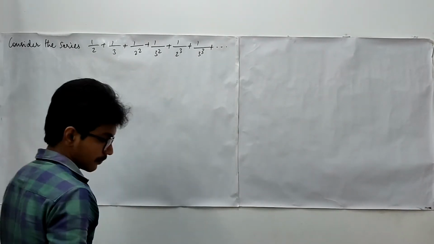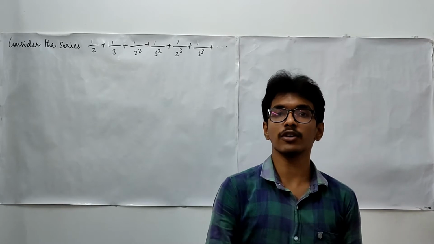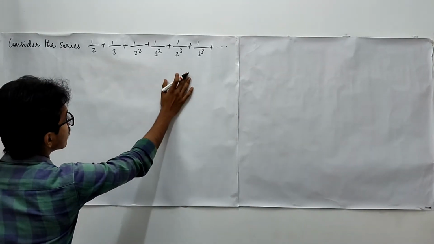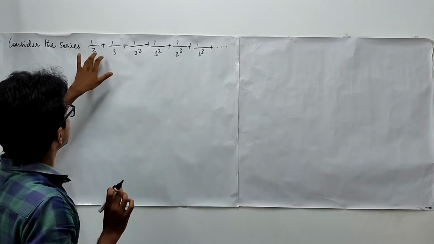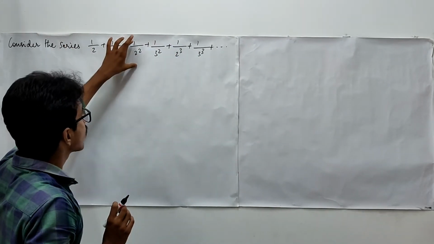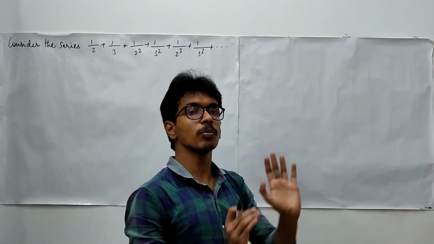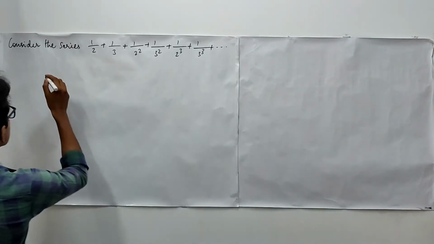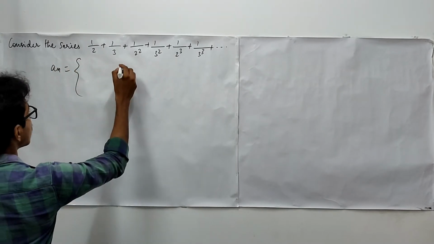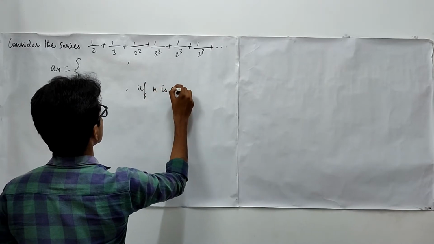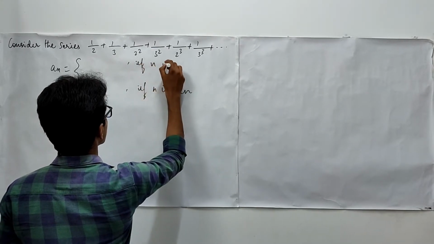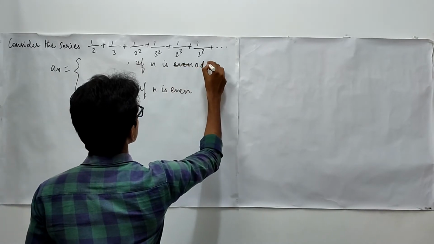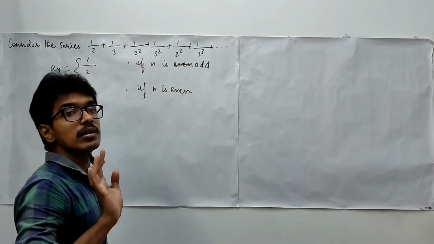Here, what is the general term? First of all, we need to find out the general term of this series, and then we will have to find out those things. Closely look at it. Here, if it is an odd term, it is 1 upon 2, 1 upon 2 square, 1 upon 2 cube, and it is going to be 1 upon 2 power something. When it is even, we are going to have 1 upon 3 power something. So the general term a_n may be written in two forms. If n is even, we are going to have something. If n is odd, we will have 1 upon 2 power something.